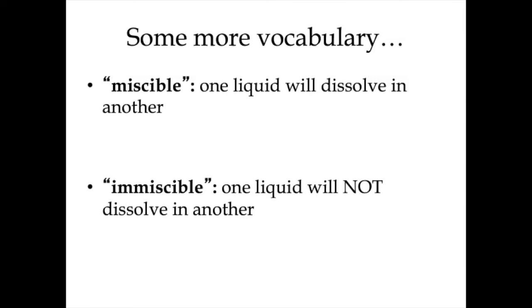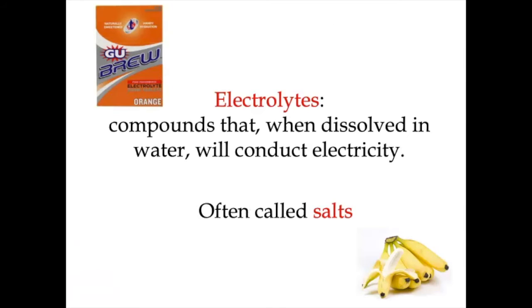Other bits of vocabulary, you probably have heard the word miscible. That's specifically two liquids that dissolve in one another. So you would say, for instance, that ethyl alcohol and water are miscible in, say, Absolut or something like that, the vodka. And then things like oil and water would be said to be immiscible because one liquid is not dissolving in another.